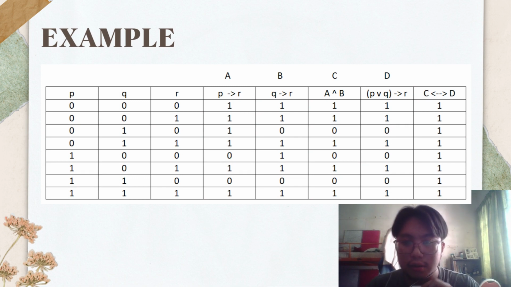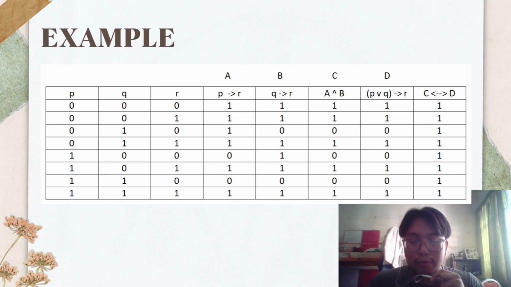Okay, so let's look at one example for truth tables. First we have 3 variables, which are P, Q, and R. By following the binary numbers, we insert the values for P, Q, and R. Next we look at column A. It shows that P implies R. So we insert the values for P implies R. For the next column, column B, it is Q implies R. So we insert the values for Q implies R.